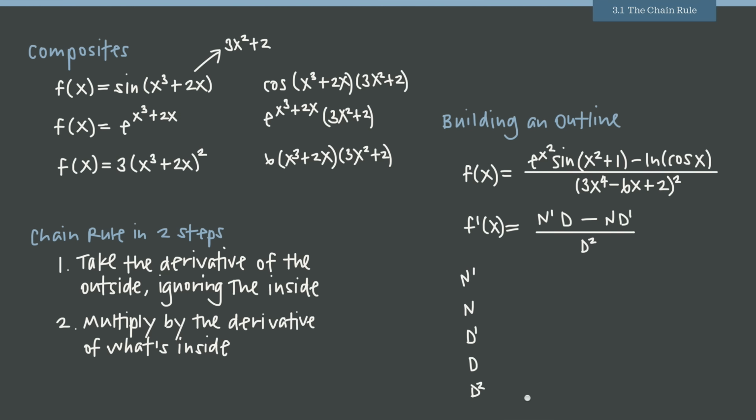Obviously, when we take each piece separately, the numerator is obvious. We just take the entire numerator here from the original function. The denominator is obvious. We just take the denominator. The denominator squared is easy. When we take the denominator here and we square it, instead of raising this to the power of 2, we'll get this to the power of 4. So we'll get 3x to the 4th minus 6x plus 2 all raised to the power of 4.